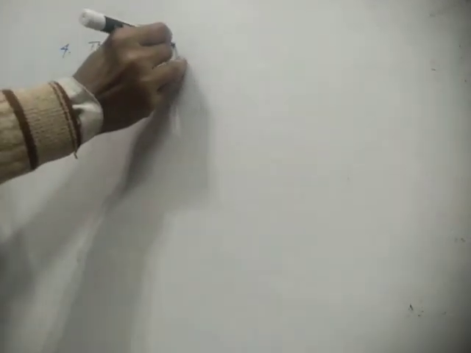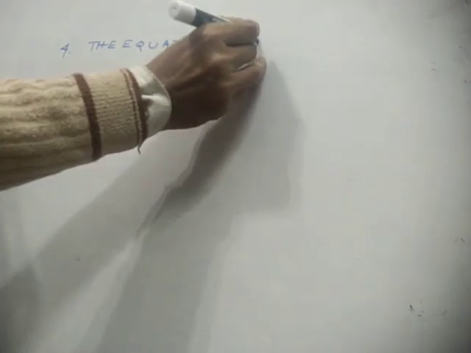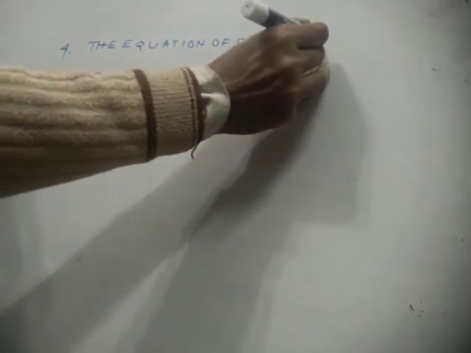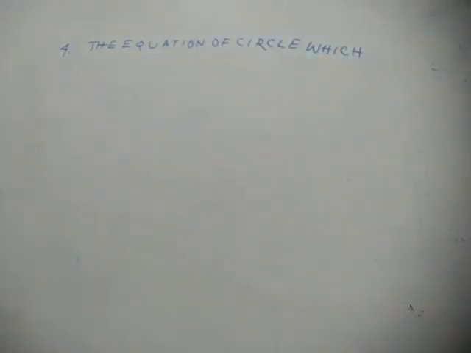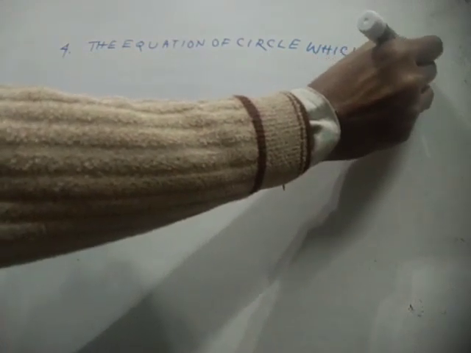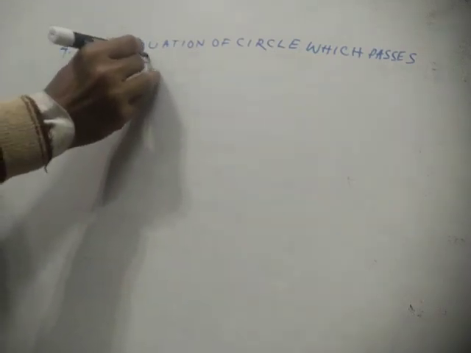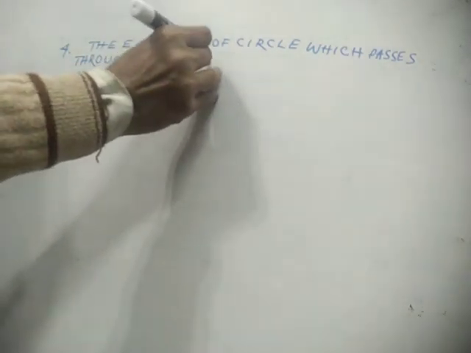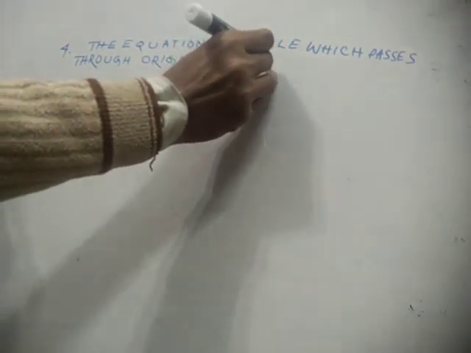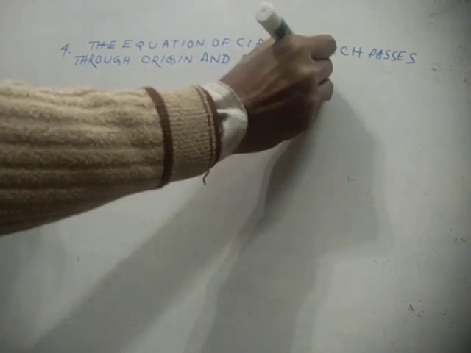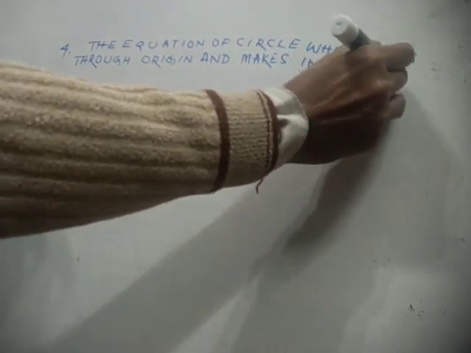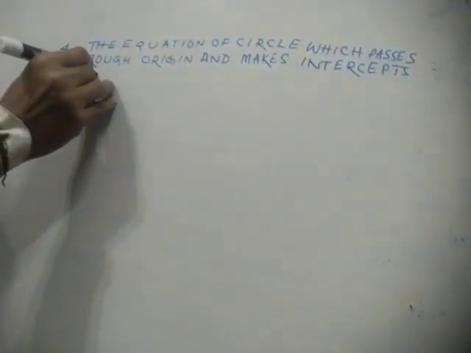Your next sum is given like this. The equation of the circle which passes through the origin and makes intercepts 3 and 4 units on the coordinate axes, meaning the x-axis and y-axis, is.